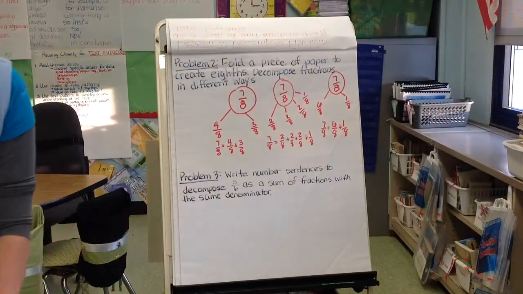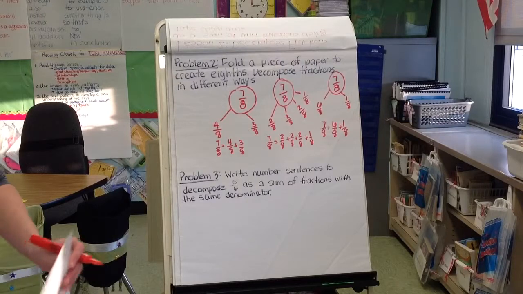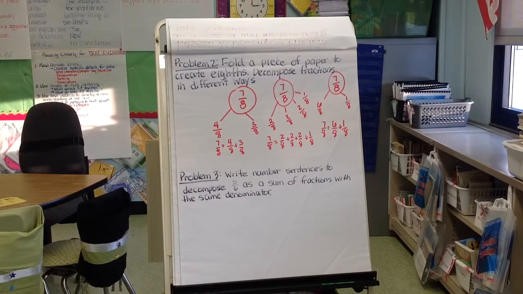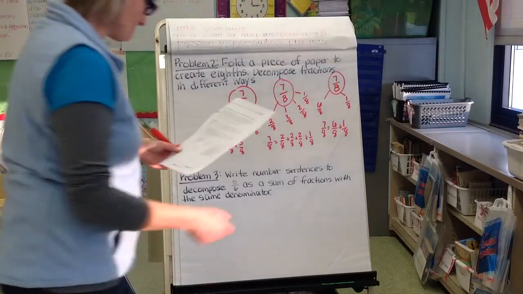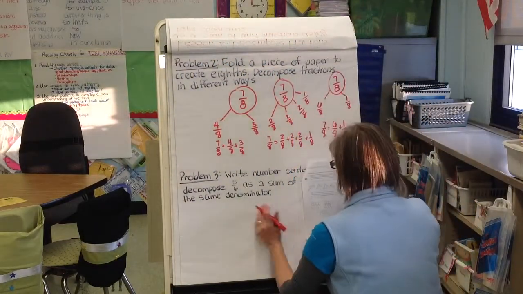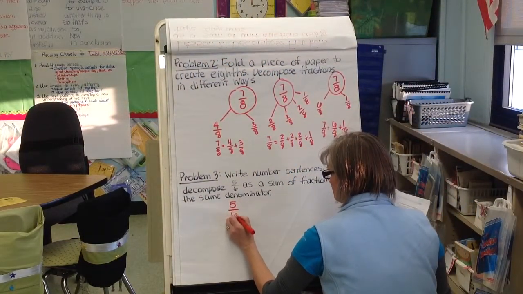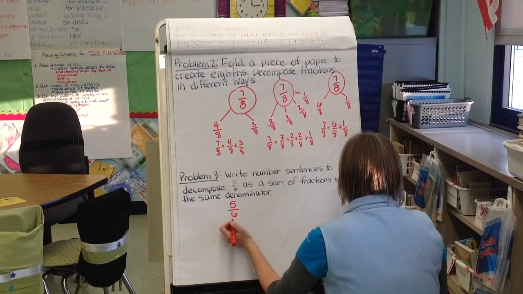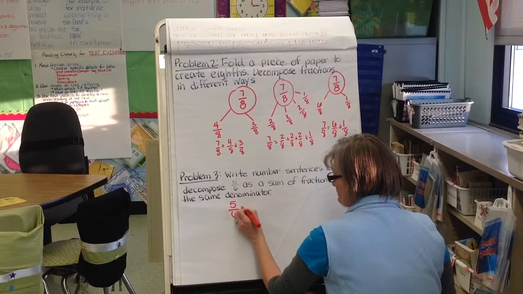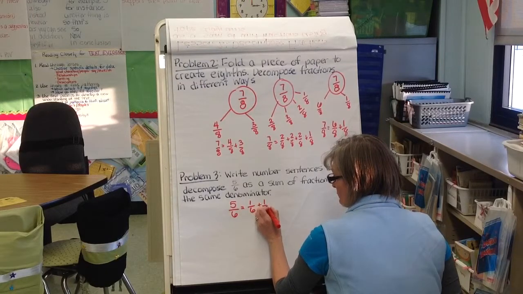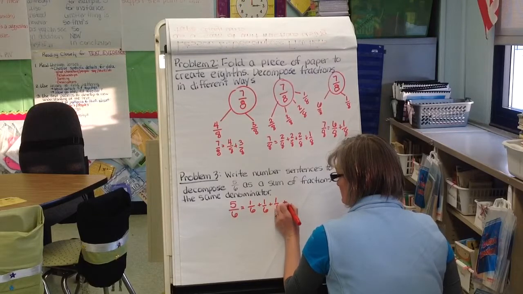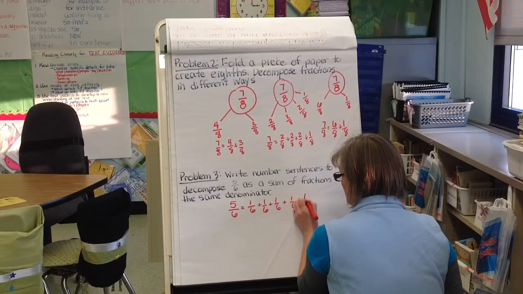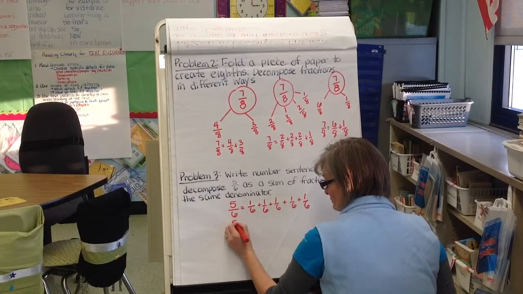Okay, problem number 3. We're going to write number sentences to decompose 5/6 as a sum of fractions with the same denominator. So we're going to take 5/6 and break it down. If we have 5/6, what are some different ways we can decompose this? We're going to write number sentences. We could say 1/6 plus 1/6 plus 1/6 plus 1/6 plus 1/6 equals 5/6.